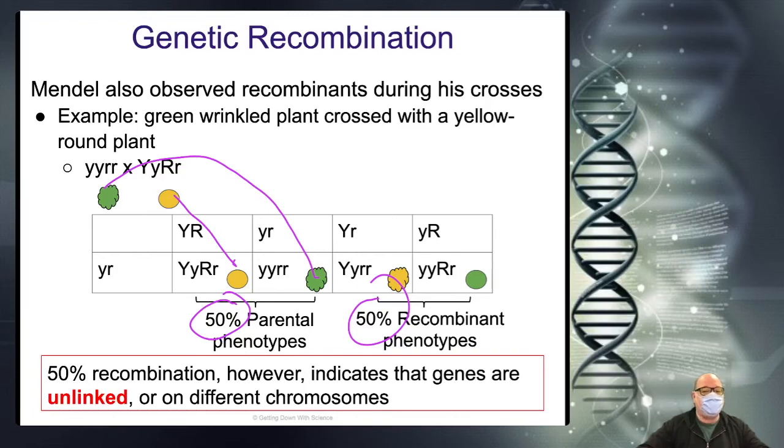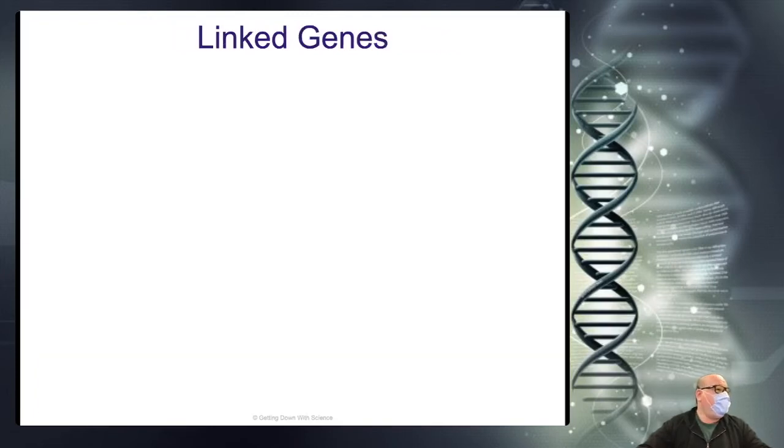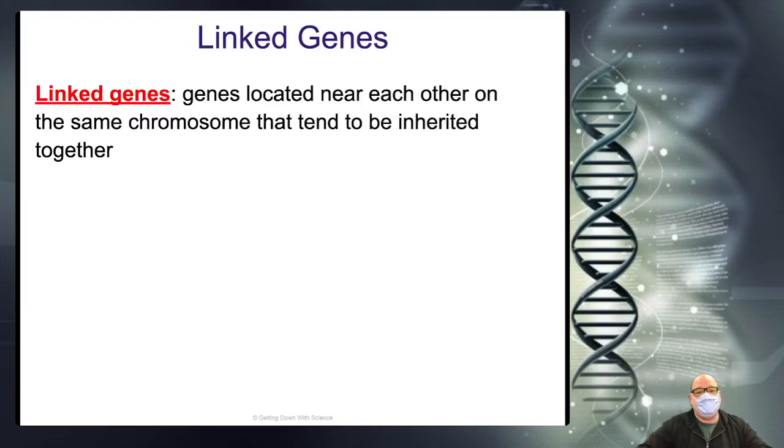Okay, let's take a look. We call these linked genes. Linked genes are located near each other on the same chromosomes, and they tend to be inherited together. And the closer they are together, the more likely they are to be inherited together.